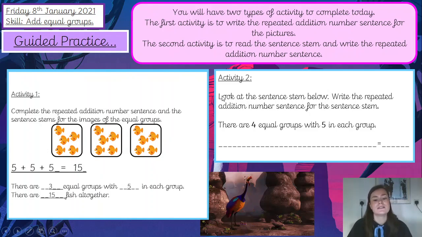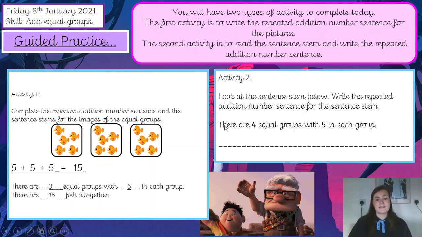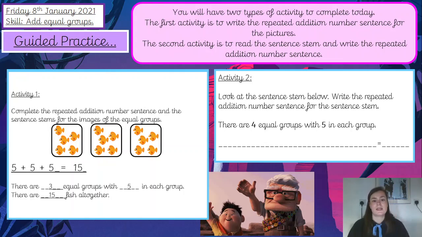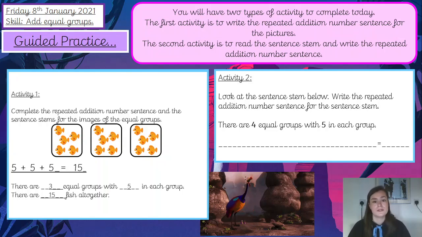They've given us a stem sentence. So it says, look at the sentence stem below. Write the repeated addition number sentence for the sentence stem. So this says there are 4 equal groups with 5 in each group. So think carefully, because we've not got the pictures this time. If you're going to have 4 groups and each group has got 5 in it, how many times are you going to write? How many groups do you need to write for? And which number is in the group?